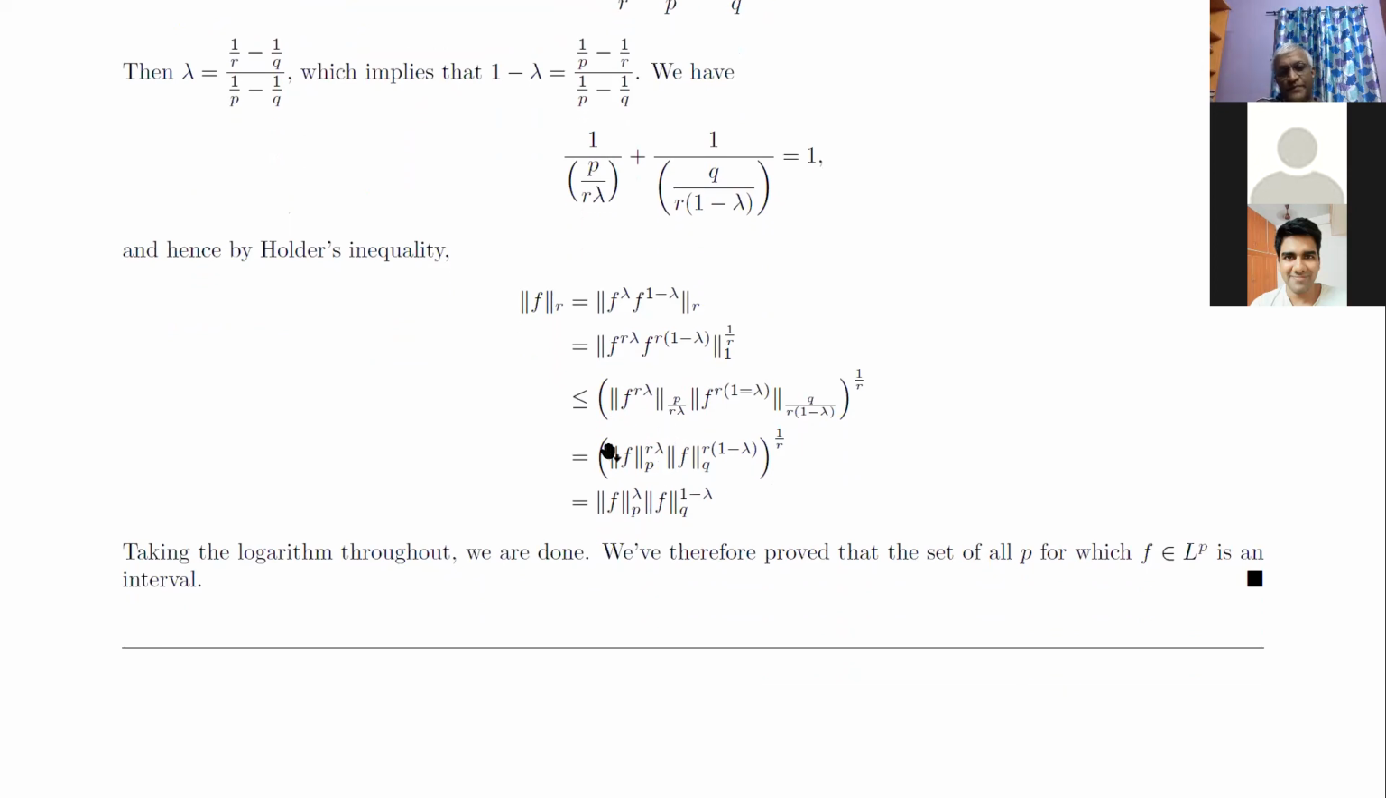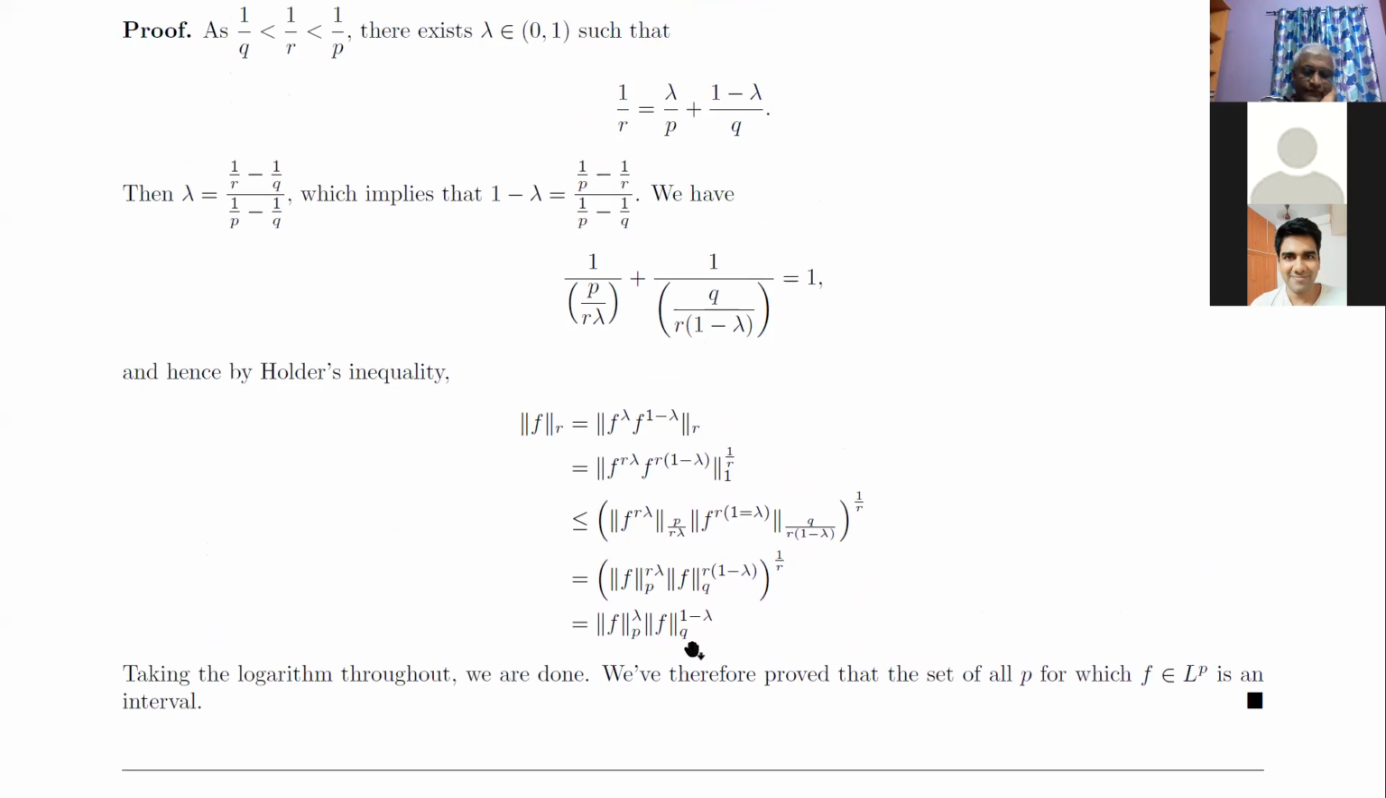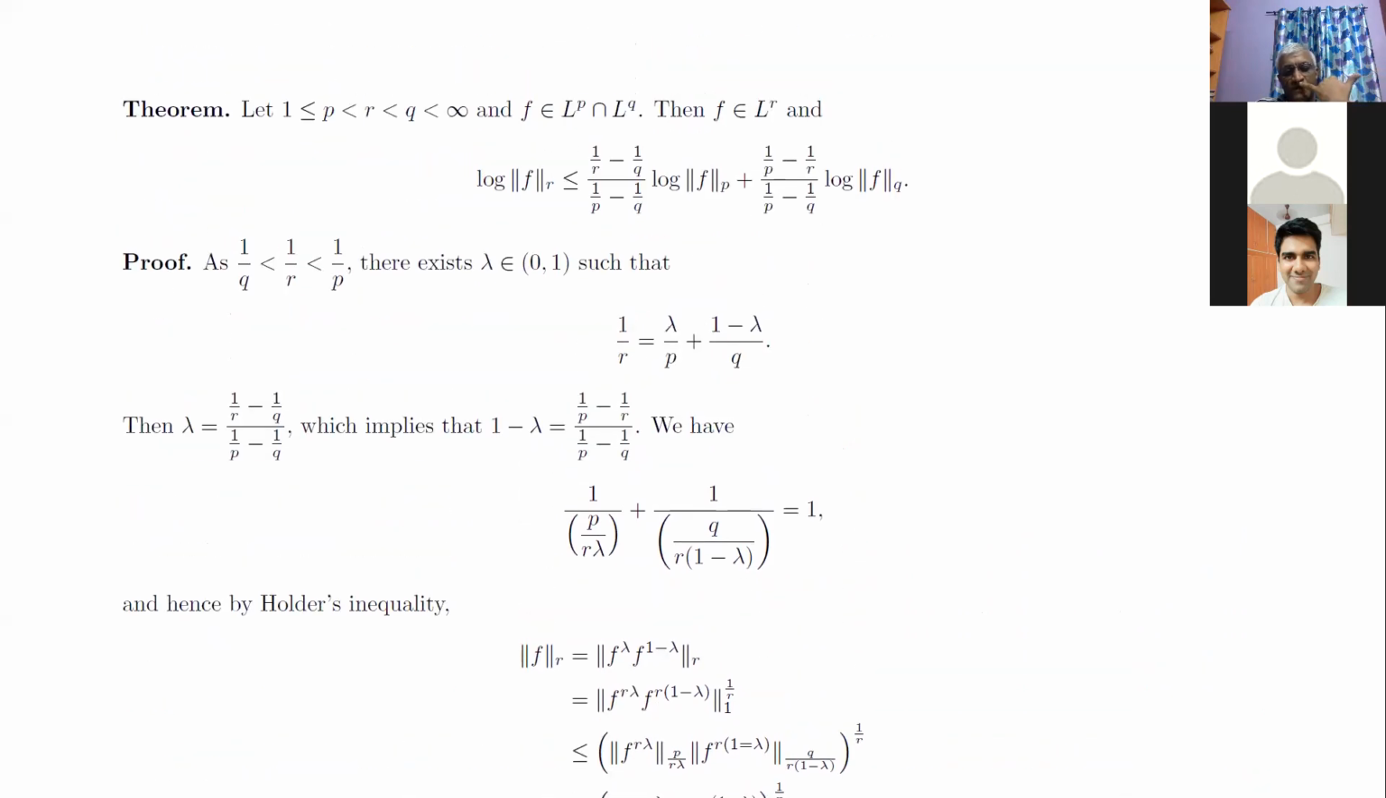And this is just the pth norm of f whole to the r lambda into the qth norm of f whole to the r into 1 minus lambda, and the whole power 1 by r stays put. Distributing the 1 by r, we get this. But our assumption was that f is both in LP and LQ, and so these two are finite. So we have proved that f is in fact in LR.